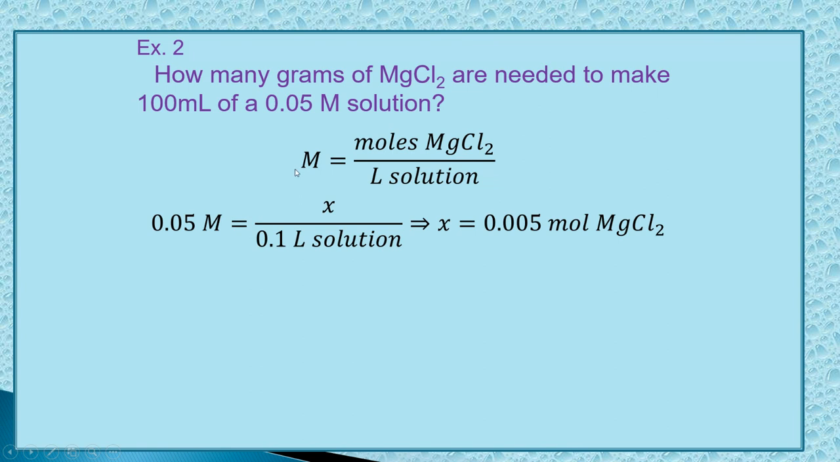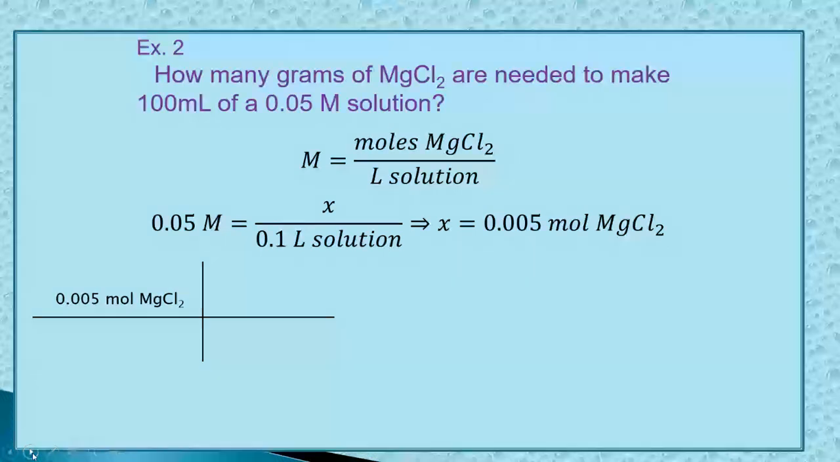So plugging in, I have 0.05 molar, plug that in for my big M. We have 0.1 liters, and this time we're solving for moles. So when I solve that for X, I get 0.005 moles of magnesium chloride. But we're not quite done. They asked us for grams of magnesium chloride, not moles, so we're going to need to do some train tracks. So there is my 0.005 moles.